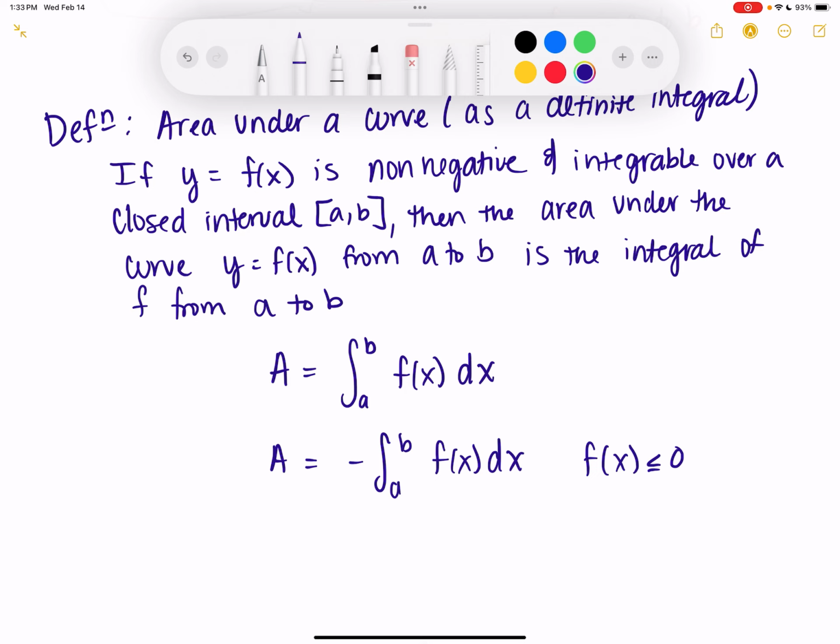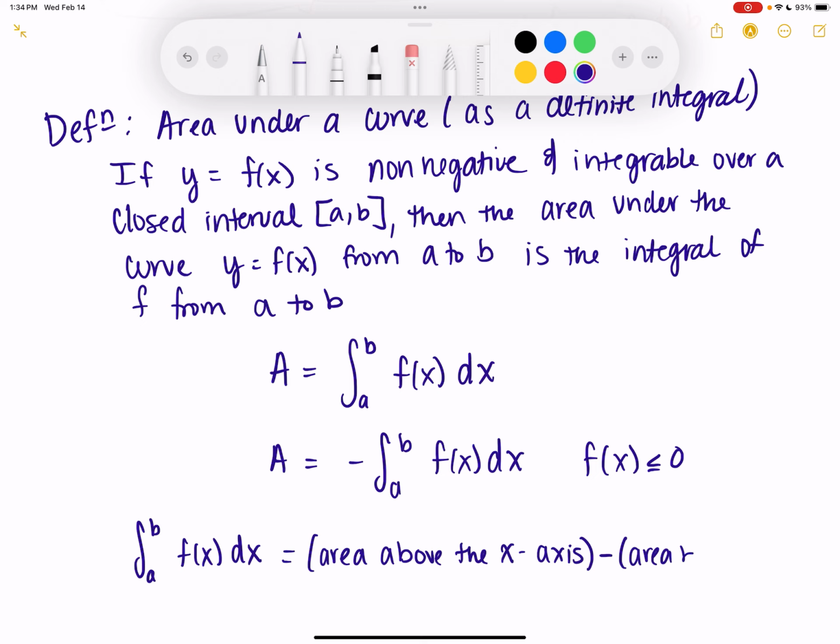And so, in total, the integral from A to B of f of x dx is equal to the area above the x-axis minus the area below the x-axis. Okay, I wrote it really tiny, but it says below the x-axis because I don't want to go to another line.